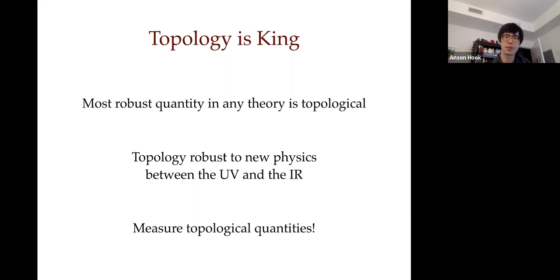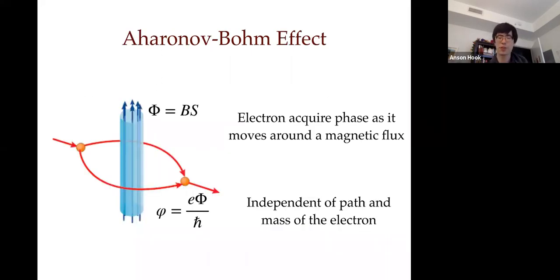And so you're very naturally led to thinking about whether you can measure something topological about your theory. The first topological effect anyone has ever seen is the Aharonov-Bohm effect, right? This is where if you have a magnetic flux and you take an electron around it, the electron acquires a phase. The phase that you acquire is independent of the path, and independent of the mass of the electron. It's just a very nice measurement of the pure flux. So the question is, can we do anything like this with particle physics, the standard model first?